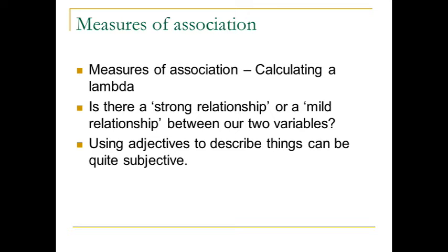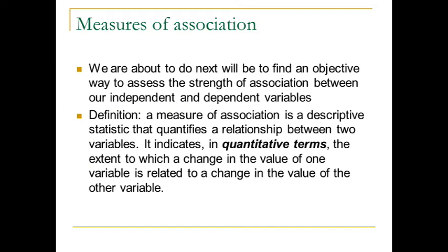Since using adjectives to describe things can be quite subjective, it's important to find a quantifiable way to describe this relationship so that comparisons that are identical in how they were calculated can be used to evaluate, let's say, change over time or differences between samples. What we're about to do is to find an objective way to assess the strength of an association between our independent and dependent variables. A measure of association is a descriptive statistic that quantifies a relationship between two variables. It indicates in quantitative terms the extent to which a change in the value of one variable is related to a change in the value of the other variable.